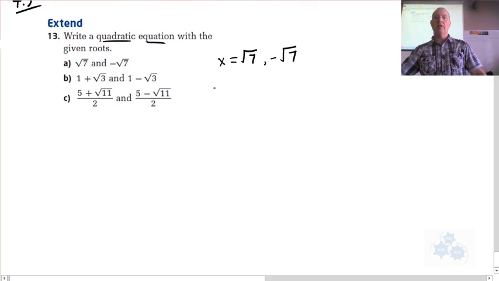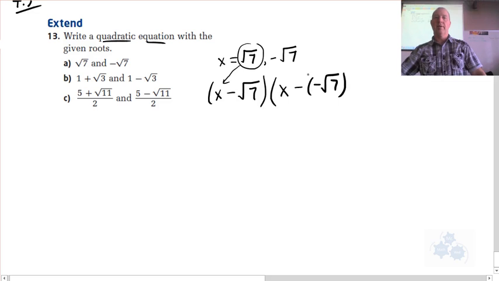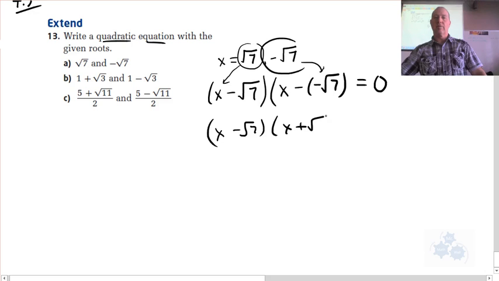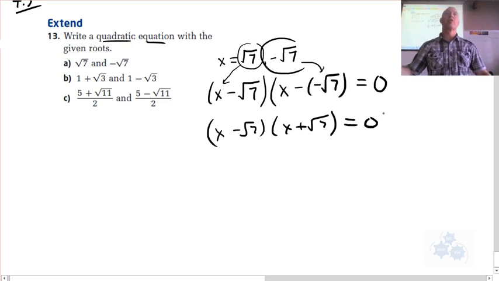So let's put this in. These are roots, so this is going to be x minus this root, which comes from there, times x minus negative root 7. That root goes in there, equals 0. So this is x minus root 7, and this is x plus root 7. Using the zero product principle going backwards, you put those into two binomials that would multiply to equal 0. And it just says write a quadratic equation, so this is perfect.